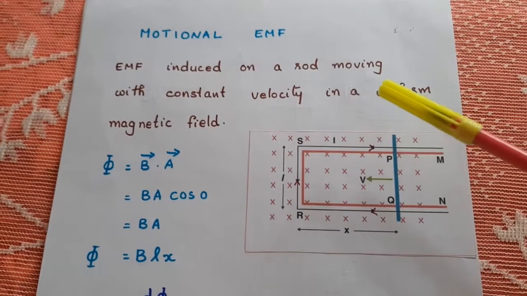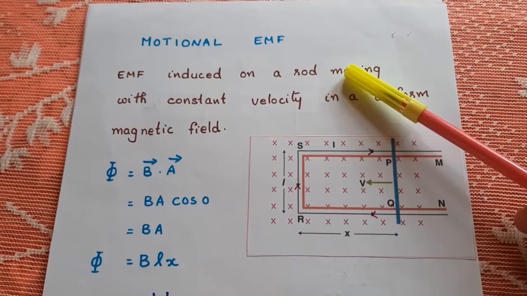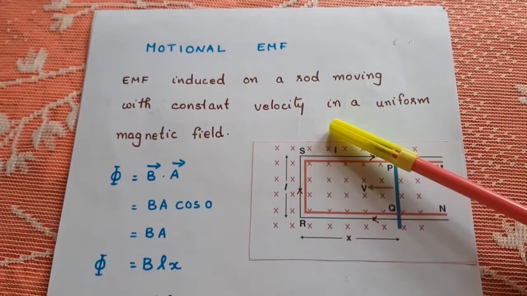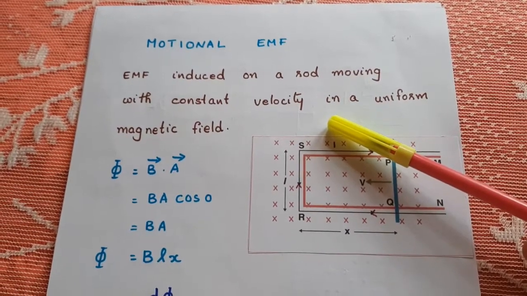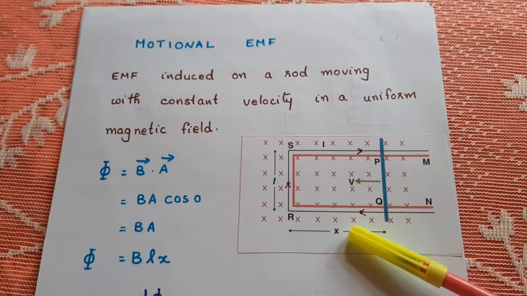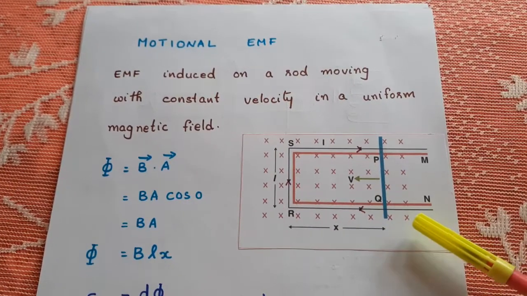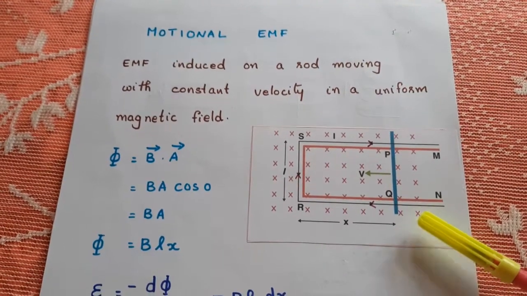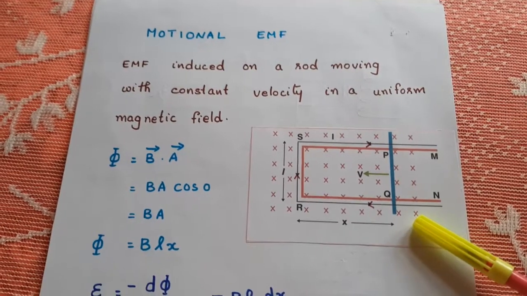In this class, let us learn motional EMF. It is the EMF induced on a rod moving with a constant velocity in a uniform magnetic field. Let us consider a region of uniform magnetic field. Here the magnetic field is directed normal to the plane and inwards. It is denoted by the into sign.